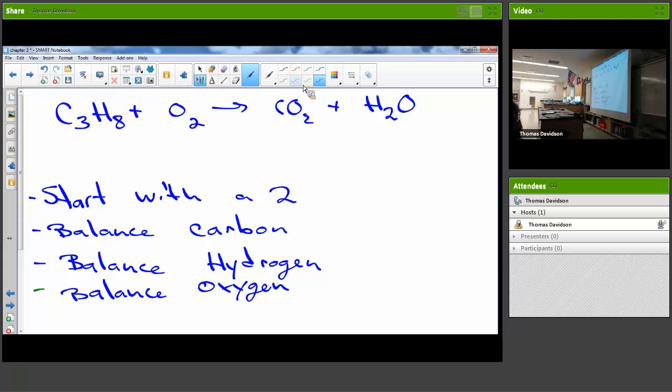All right, you should be able to have been done by now. It's okay if you're slower, but start with a 2, balance carbons, take the number in front of H, put it in front of water, and then add your oxygens. This is 12 plus 8 more. That's 20 divided in half. You get a 10.